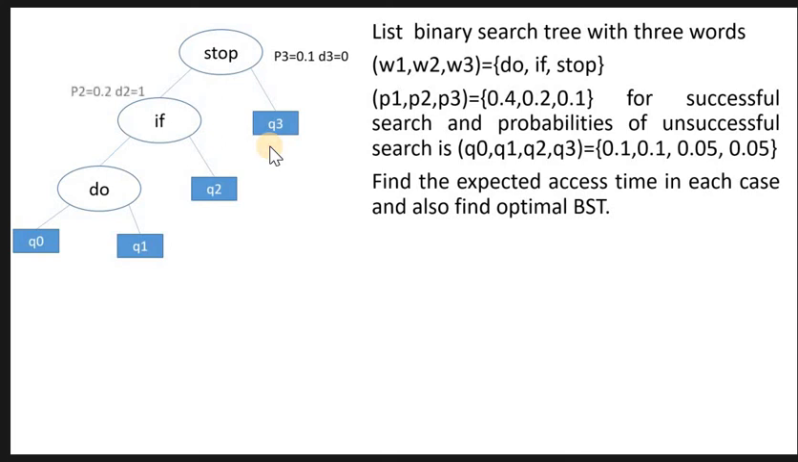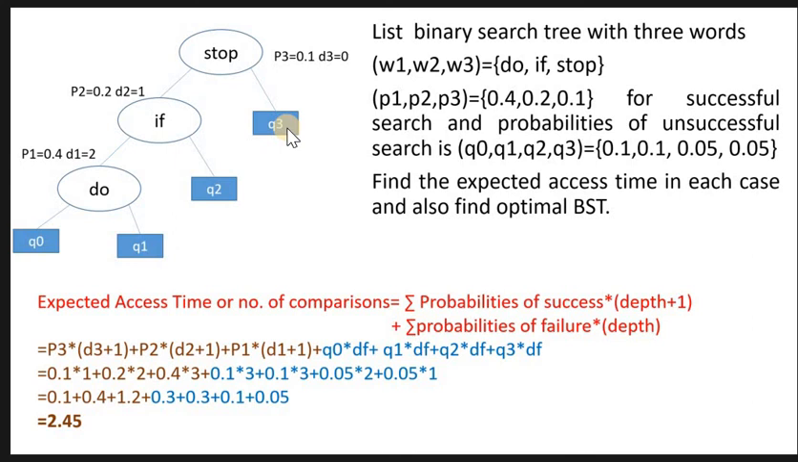So P3, P2 and P1. These are the probabilities given in the problem. You also know the probability of the failures. Accordingly, now change the expected access time or the number of comparisons as the summation of the probability of success into depth plus 1, plus the summation of the probabilities of failure into the depth of the tree. So for failures you don't go for the plus 1, where for successes you have to go for plus 1. So this is the only change while doing the calculations.